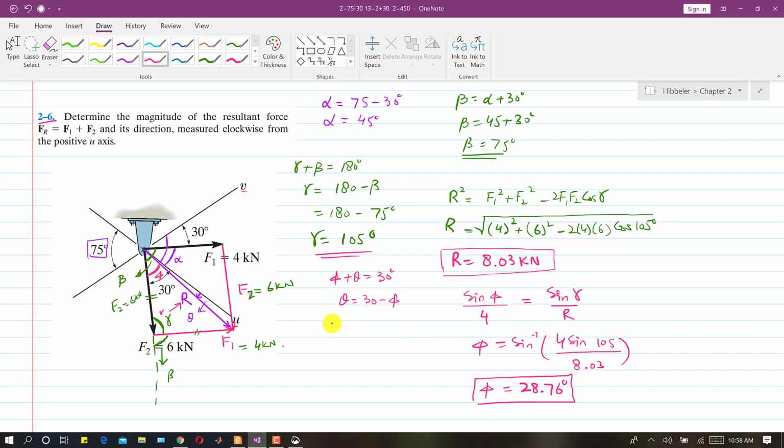Now if we want to find this theta, then theta will be equal to 30 minus 28.76. This will give us the angle of the resultant with this u-axis, right? So this theta comes out to be 1.23 degrees. So this is the angle of the resultant with the u-axis, this theta, right? So this is the solution of this problem. This is the resultant, and this is the angle theta with the u-axis.